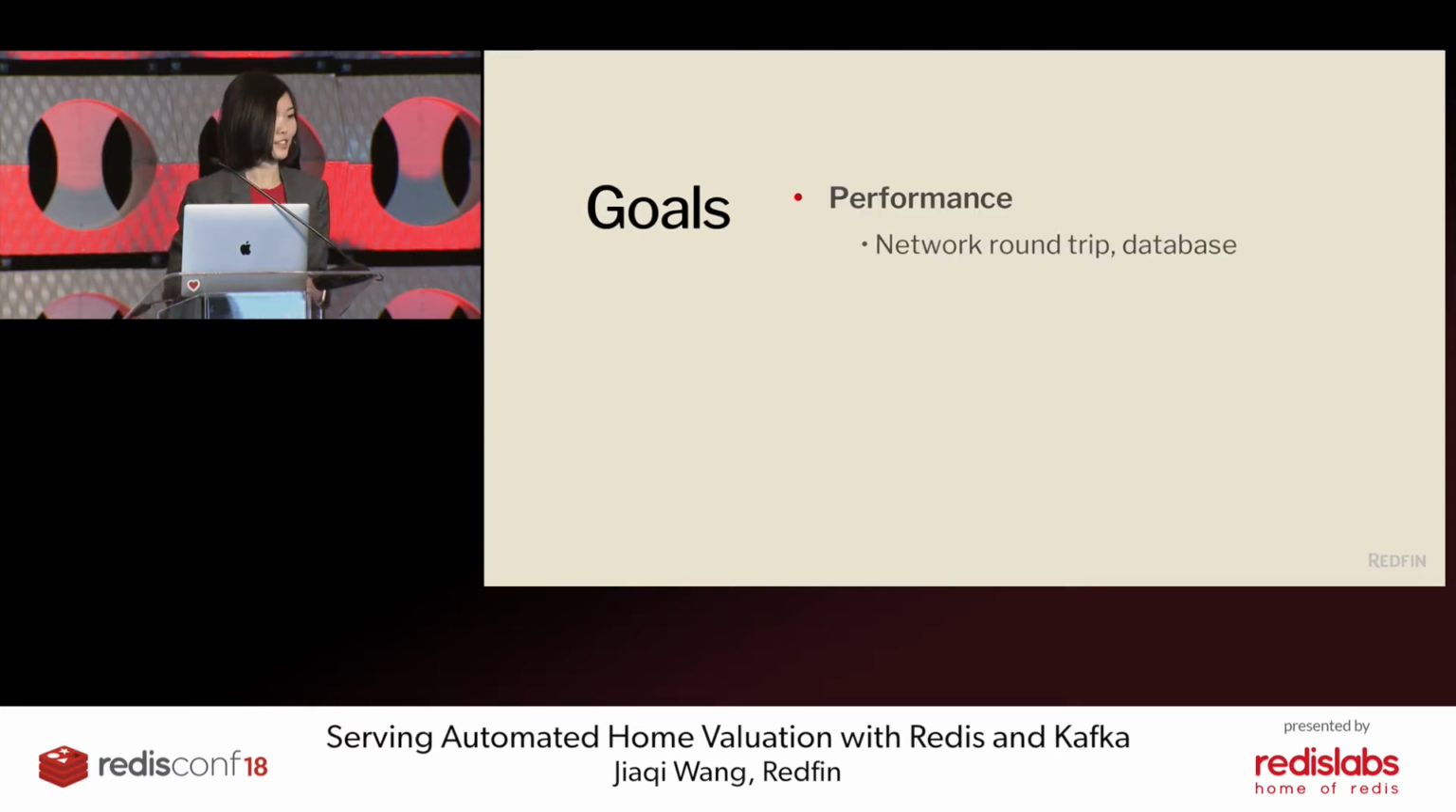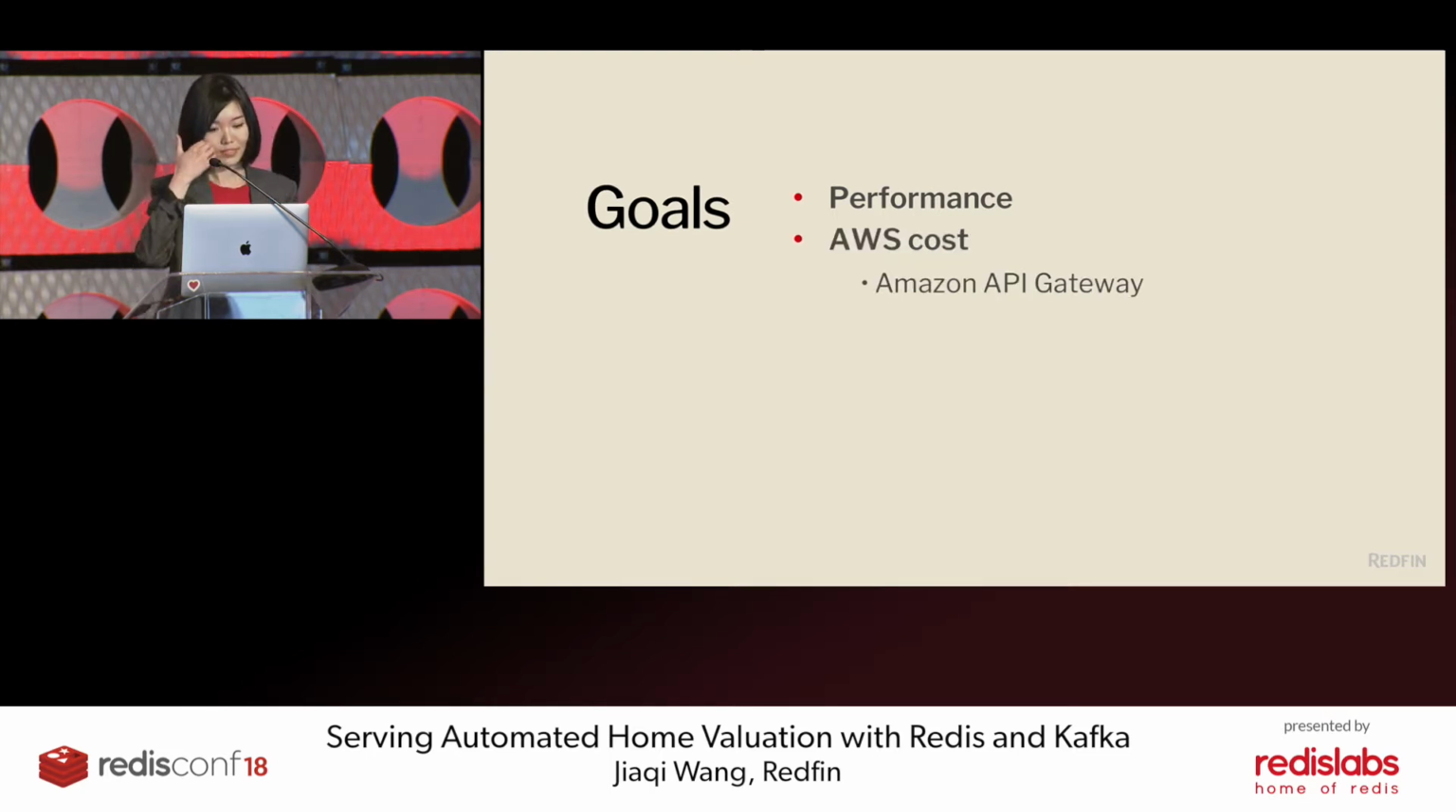So our first goal is to improve performance. You'll be like, yeah, sure, everybody wants cache to improve their performance. But more specifically, we would like to cut down our network round trip to the AWS, as well as some of the database costs. Our second goal is to reduce our AWS bill, because Amazon API Gateway is not free. It is charged by the number of calls you make, as well as the amount of data transferred out.